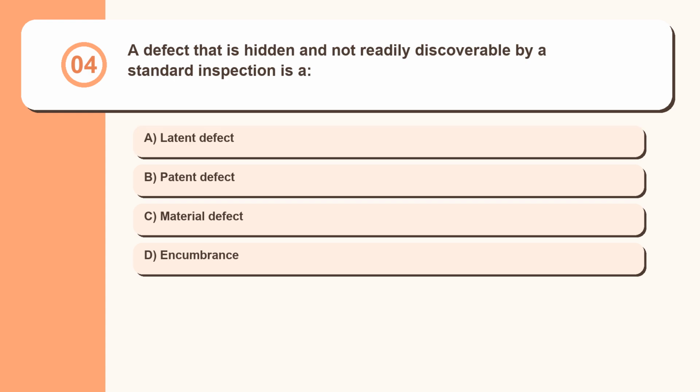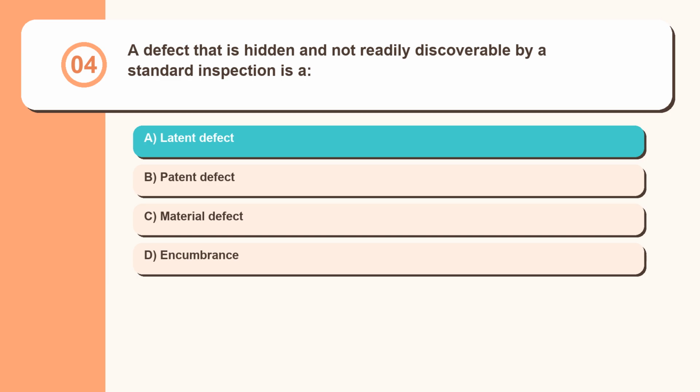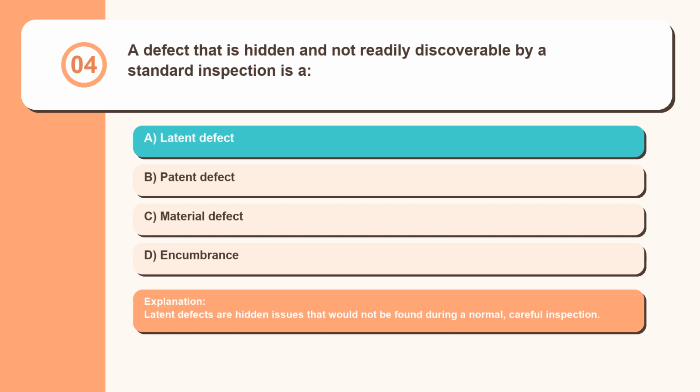Question 4. A defect that is hidden and not readily discoverable by a standard inspection is a: latent defect, patent defect, material defect, encumbrance? Latent defects are hidden issues that would not be found during a normal, careful inspection.